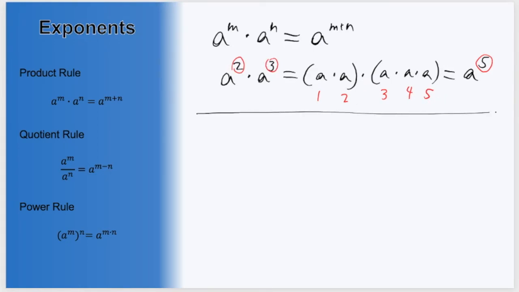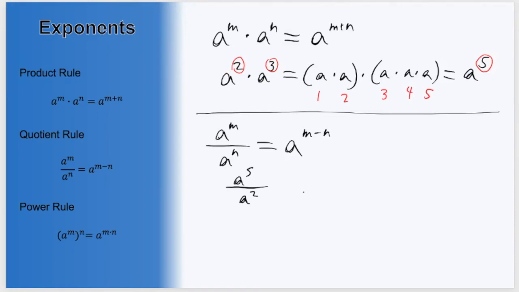Now instead of multiplication, let's consider division. If we again have some number a as our base, raised to the m power, now divided by that same a raised to the n power, the quotient rule of exponents tells us that this will end up being a raised to the m minus n power. To see this, consider a to the fifth power divided by a squared.